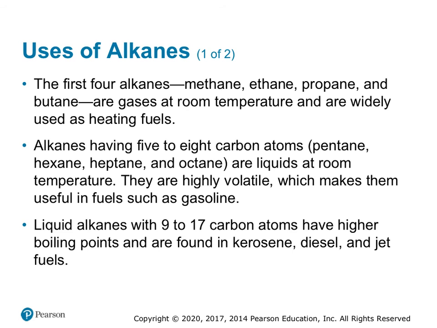So these last few slides are about some uses and properties of alkanes. The first 4 alkanes, methane, ethane, propane, and butane, are gases at room temperature and are used as heating fuel. Alkanes with 5 to 8 carbon atoms are liquid at room temperature. They are highly volatile, which means they're very flammable, and they are used in fuels like gasoline. Gasoline is actually a mixture of several different alkanes. Higher numbers of carbon atoms have higher boiling points and are found in other fuels like kerosene, diesel fuel, and jet fuel.